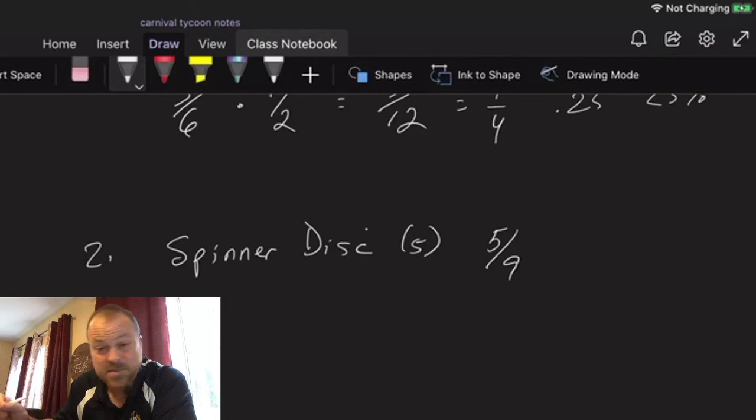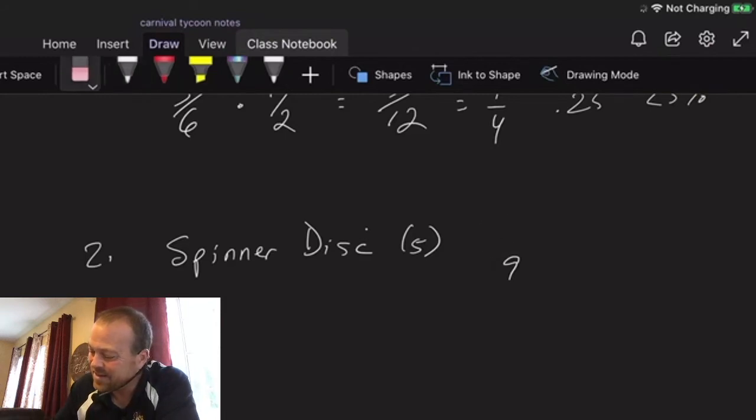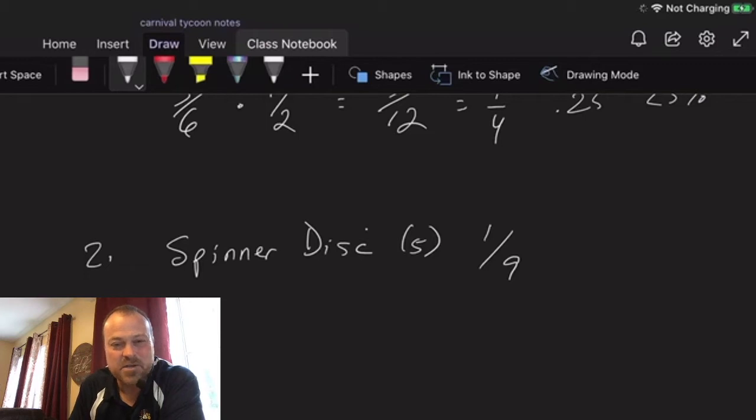out of 9. I'm sorry, it's not 5 out of 9. It is just 1 out of 9. There's only one 5 in the spinner disc. All right, so 1 out of 9 chance of getting a 5.